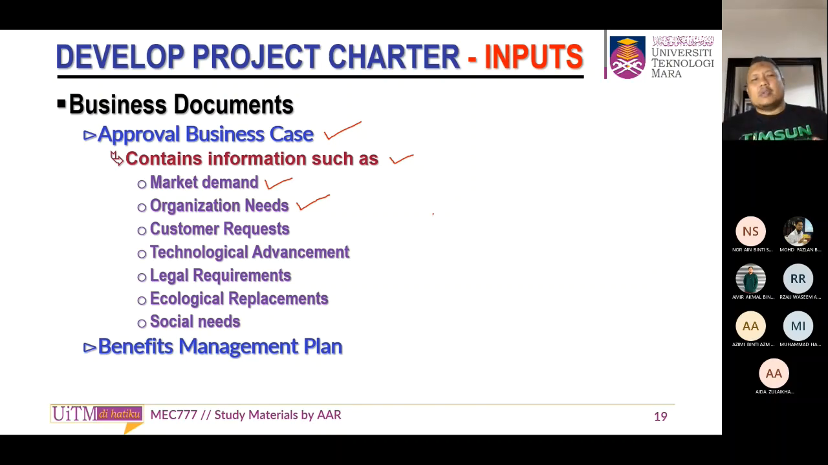Okay, I will make an example for the hospital project. Because the hospital project is complete, when we talk about developing the project charter, I can tell you everything listed here. It contains information such as market demand. We define to the government that the demand is very high in Puncak Alam. Why? Because in the Kuala Selangor district, they don't have any hospital complete with all the facilities needed.